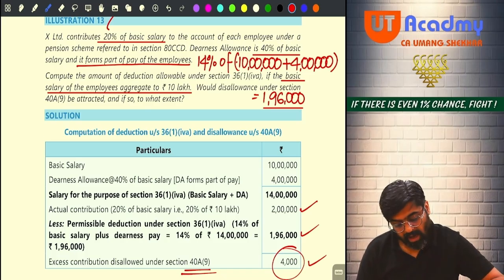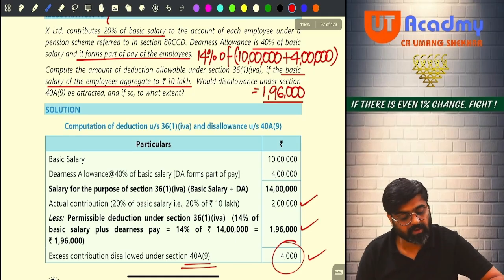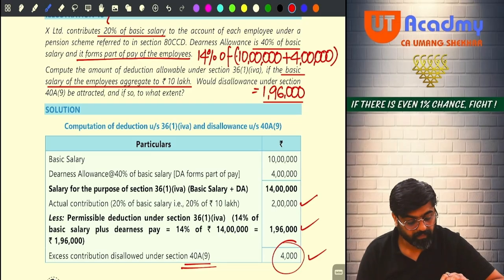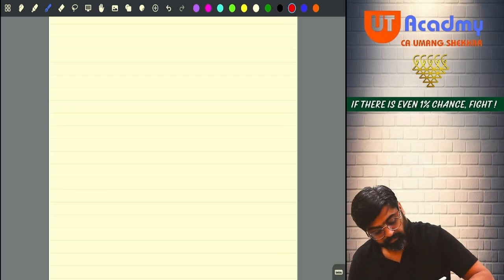Yes or no? Now, compute the amount of deduction allowable under section 36(1)(4)(a). If the basic salary of employees aggregate to 10 lakh, would disallowance under section 40(a)(9) be attracted? If so, to what extent? Pay attention.